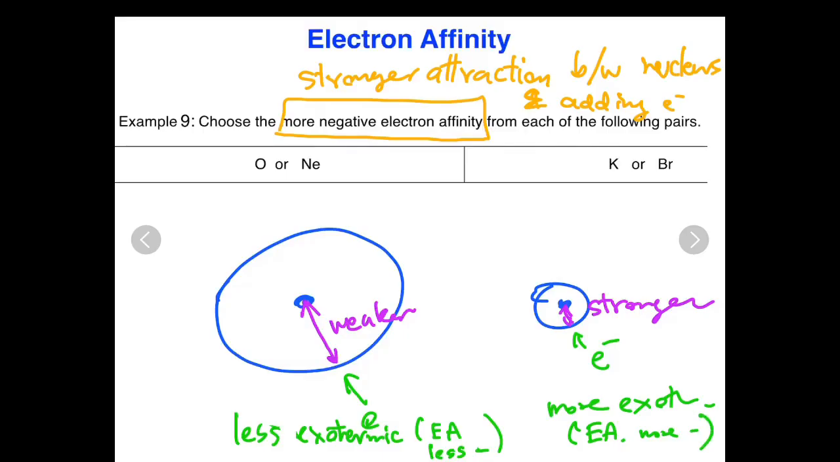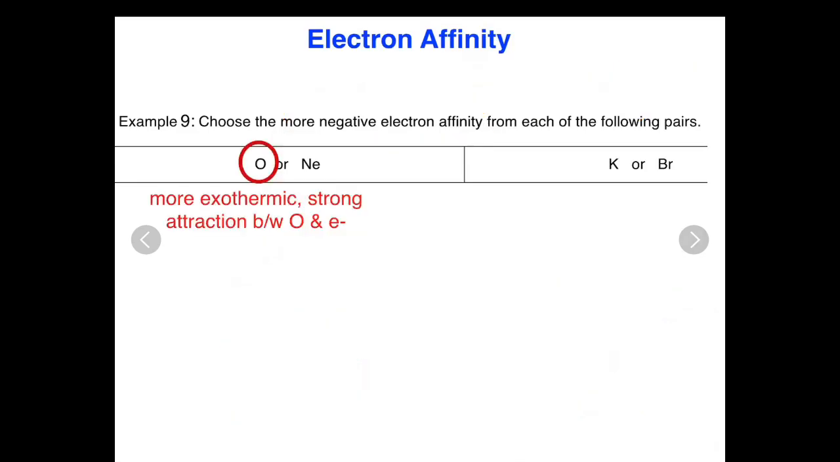Okay, so that means if you're looking at oxygen and neon, you will see that oxygen is not a noble gas, right? But neon is. We already talked about this earlier. Neon doesn't want to accept any more electrons because the electron configuration is already stable. Therefore, adding an electron to neon is actually going to require energy. It's not going to release energy. Therefore, the one that is more negative, which indicates a stronger attraction between the nucleus and the added electron, would be oxygen.